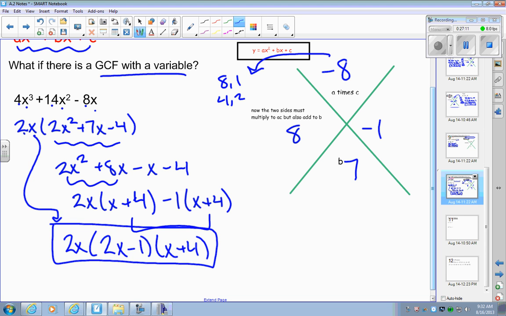Go to your calculator, throw this in y1, throw this in y2, make sure that they both agree.